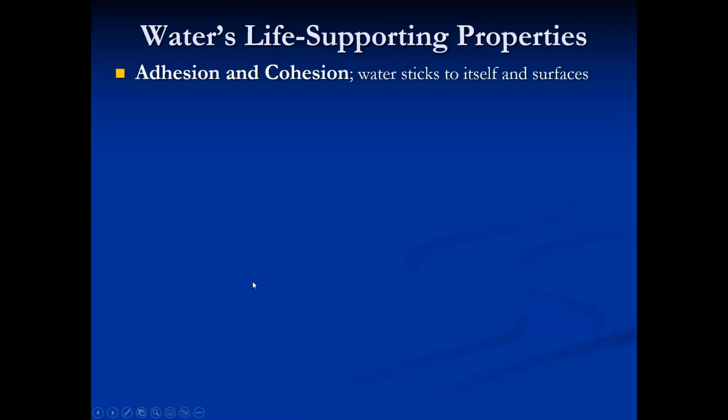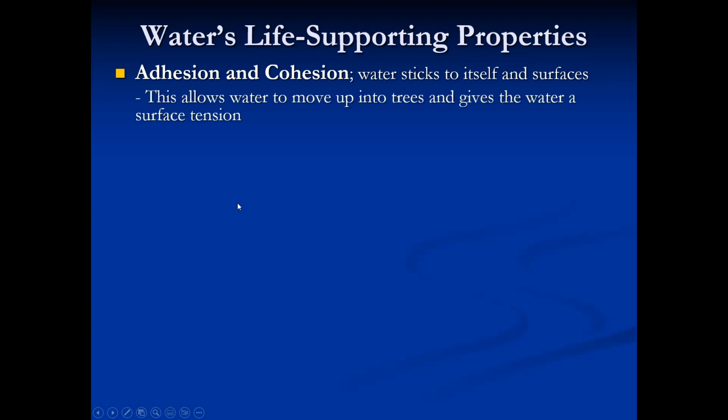Let's talk about the life-supporting properties of water. Adhesion and cohesion. Well, if you think of the word adhesive, it means to stick to a surface. Adhesive tape sticks to a surface. Cohesion, when you say a group is really cohesive, that means they stick to each other well. Water sticks to itself, cohesion, and to surfaces, adhesion. This allows water to move up into trees and gives water a surface tension. Now, you could experiment with this by dipping a corner of a paper towel into water. The water will move up into the paper towel because of this adhesion and cohesion, because the water molecules are more attracted to those paper molecules than gravity is pulling them.